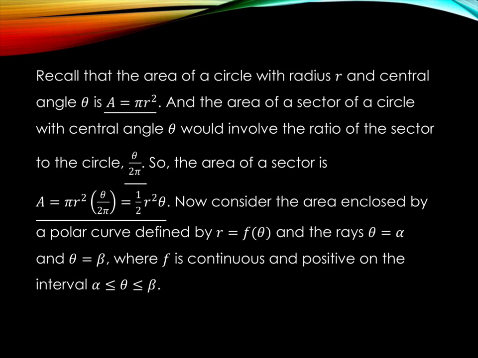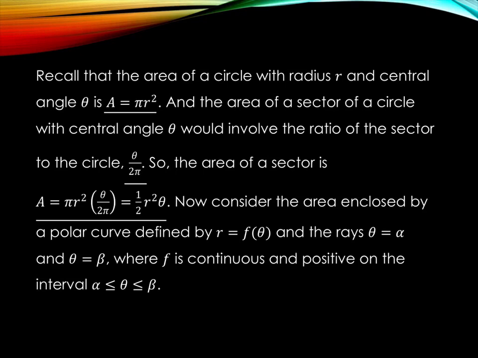Now you could just look up that the area of a sector is that too. I mean, that's fine, but that's where it's coming from. Area is 1/2 r squared theta. Okay, now consider the area enclosed by a polar curve defined by r equals f of theta and the rays theta equals alpha and theta equals beta, where f is continuous and positive on the interval from alpha to beta.